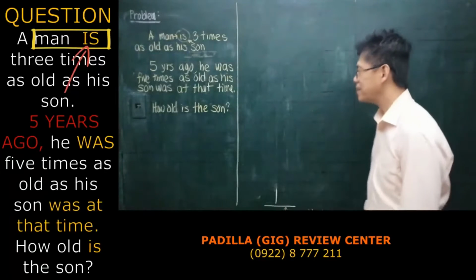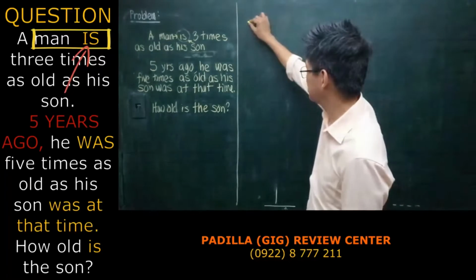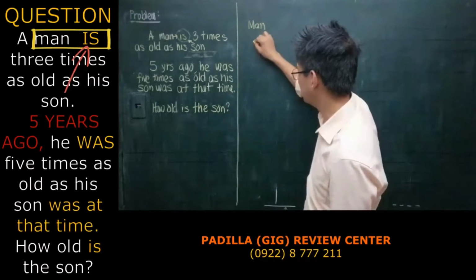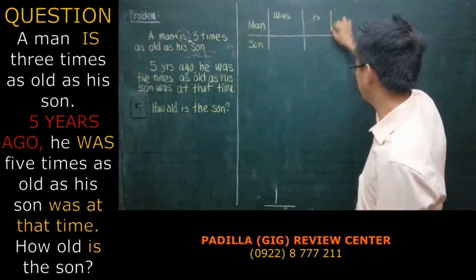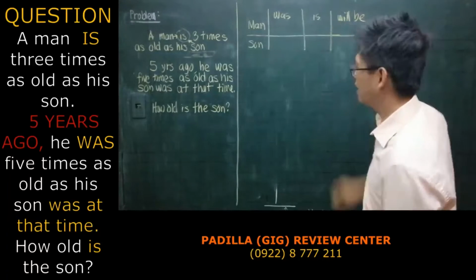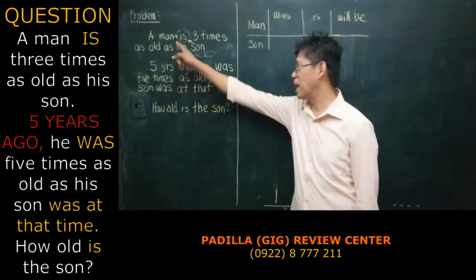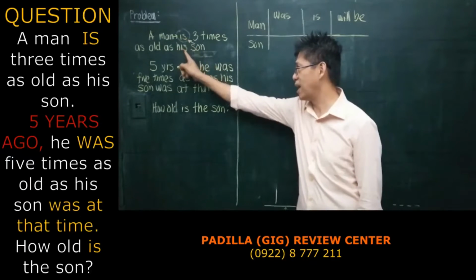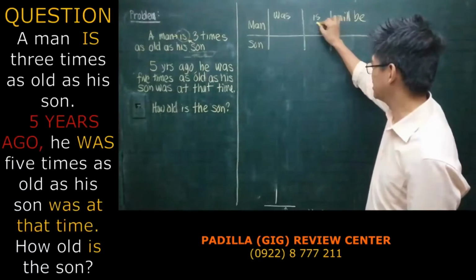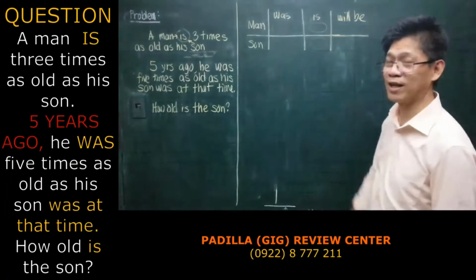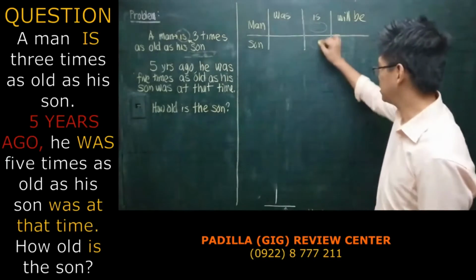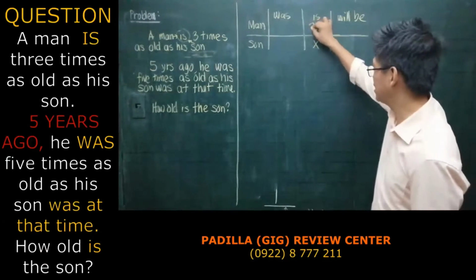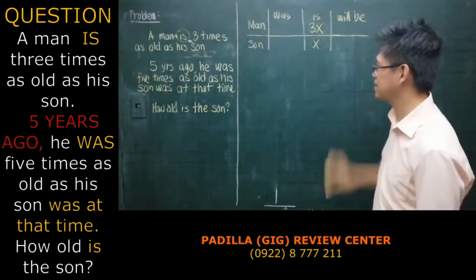So, let us tabulate this. Man, son. Was, is, then will be. According to the first statement, a man is, son is. Man is, son is. Is what? 3 times son is. If the son is X, man is 3X.